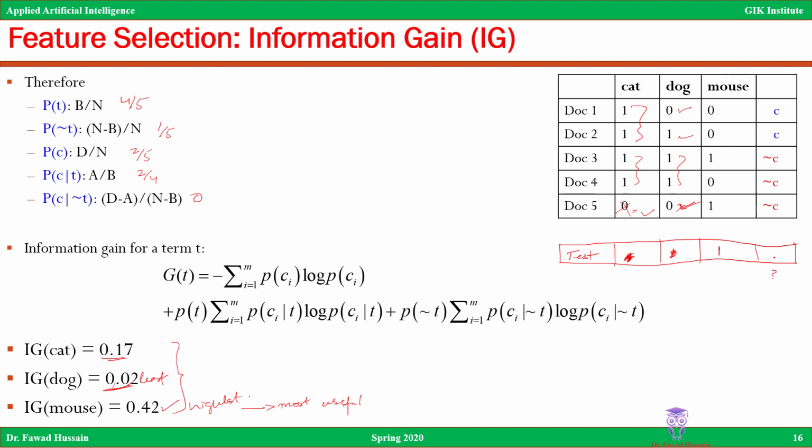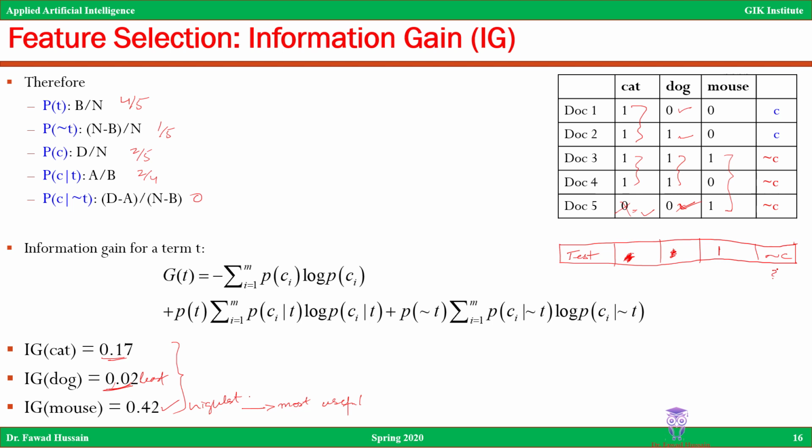And I will say this is not C. Why? Because mouse only occurs in documents that belong to this category. It does not occur here. So this is a good indication for me to be able to make this classification.